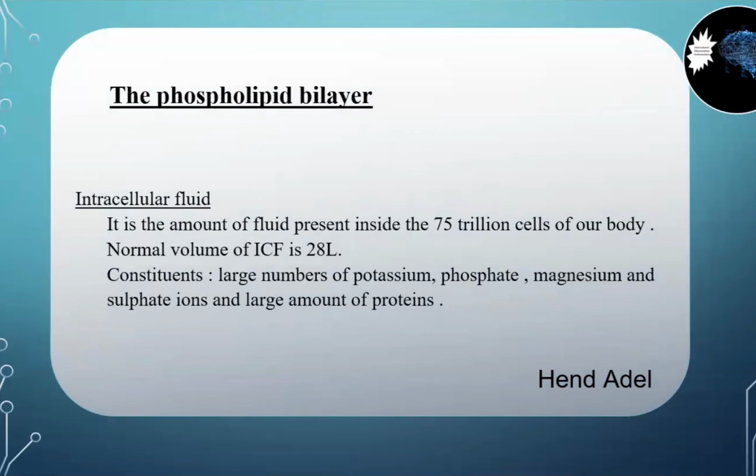So the fluid that is present inside the cell is known as intracellular fluid, and the normal volume in the human body is about 28 liters, and it constitutes a large amount of potassium, phosphate, magnesium, and sulfate ions, as well as a large amount of proteins.